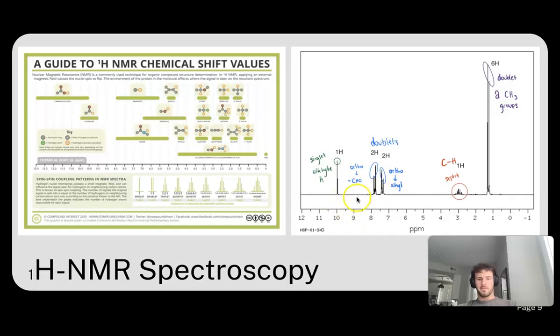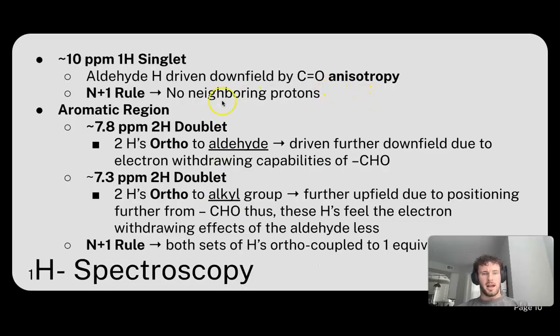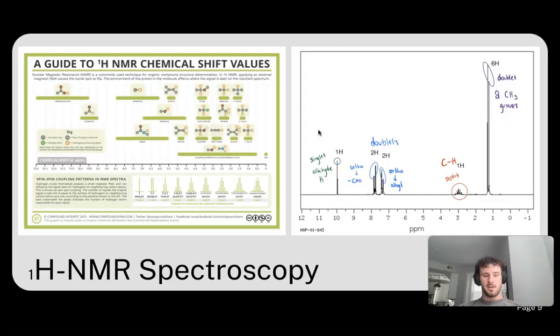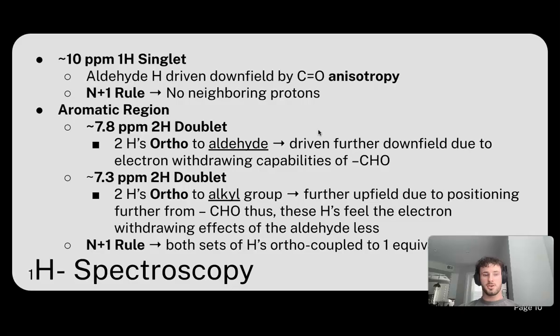So we see that we had a couple different peaks here. We had the 1H singlet on the left around 10 parts per million, and that's pretty indicative of the aldehyde. So we had the aldehyde H driven downfield by the carbon-oxygen double bond anisotropy. And looking at the N+1 rule, because it was a singlet, N+1 equals 1, so N equals 0. So there are no neighboring protons on this aldehyde, meaning that the aldehyde is completely isolated from any other neighboring hydrogens.